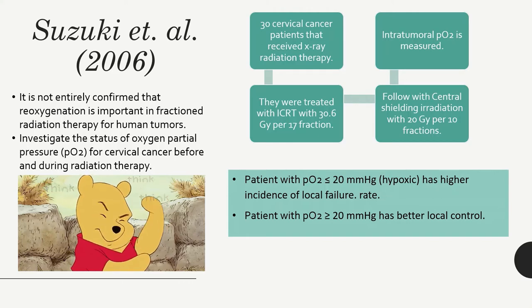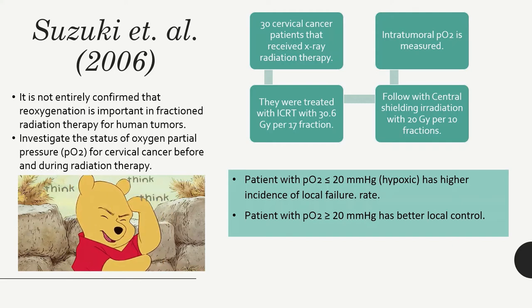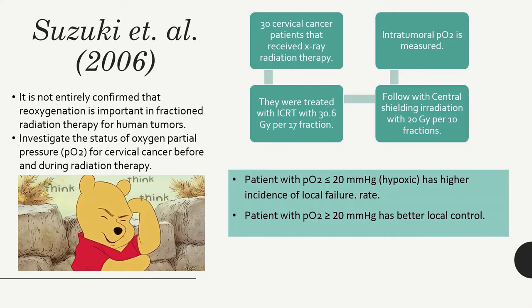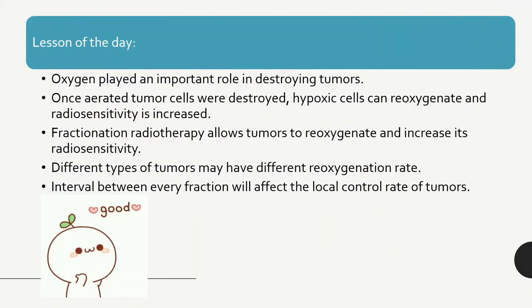But since the reoxygenation rate for each patient is different, here they conclude that patients with hypoxic tumor are facing a higher local failure rate than patients with aerated tumor. So from this research, we can conclude that oxygen plays an important role in destroying tumors.